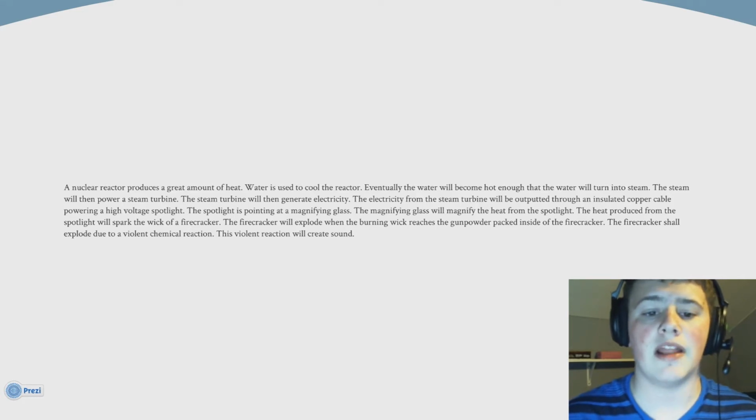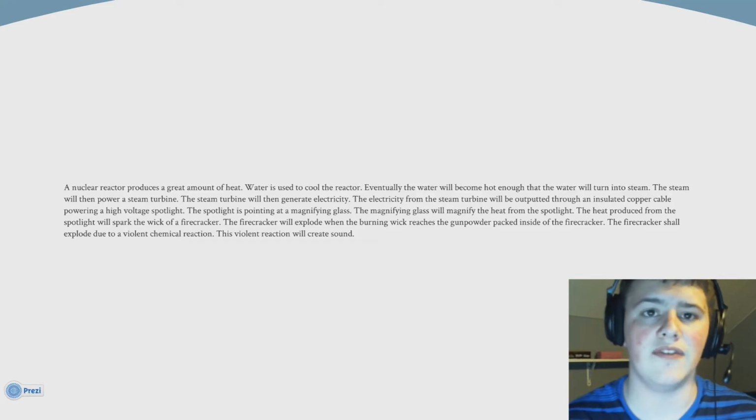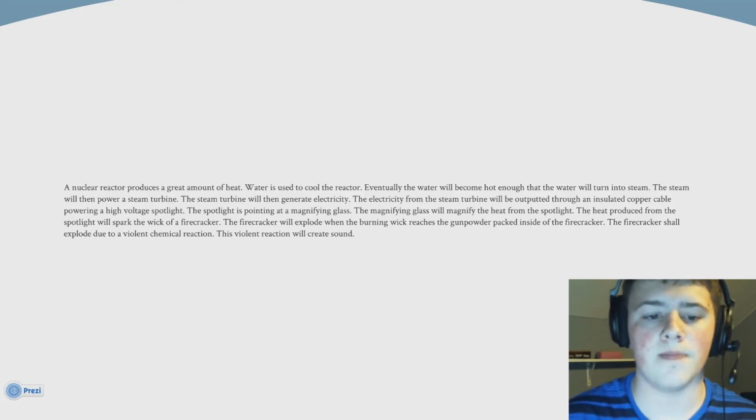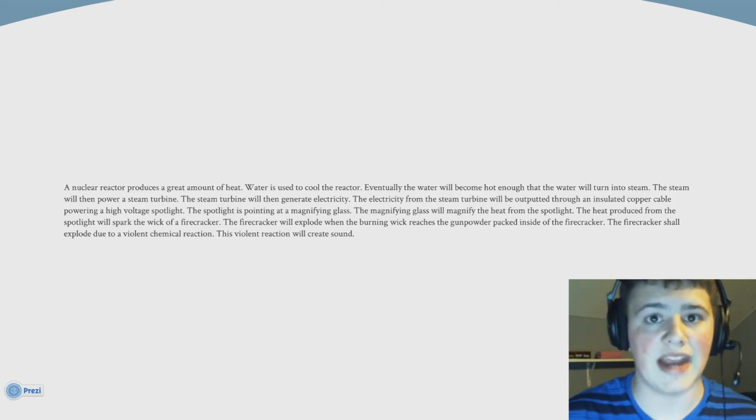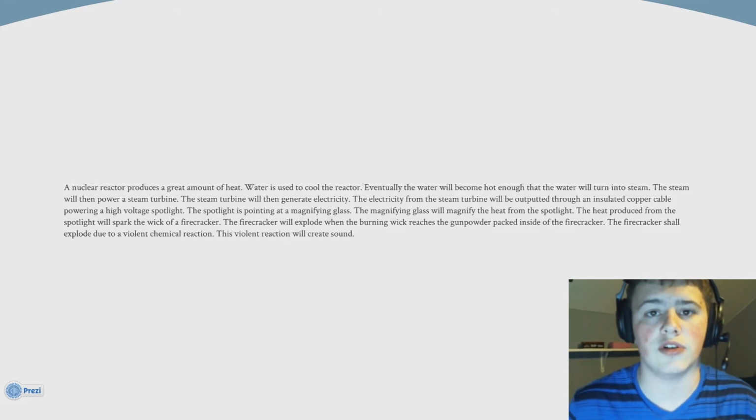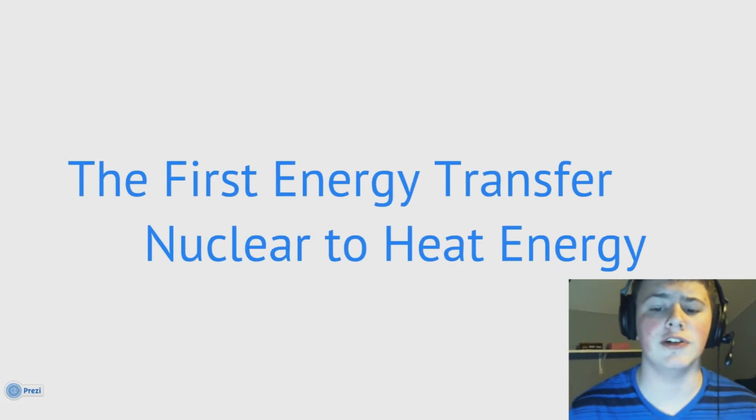Then the spotlight is going to be pointed at a magnifying glass, and the magnifying glass will magnify the heat from the spotlight, and then the heat produced will be able to spark the wick of a firecracker. And then the firecracker will explode when the burning wick reaches the gunpowder that is packed inside of the firecracker. Then the firecracker shall explode due to a violent chemical reaction, and this violent reaction will create a sound, scaring the cats away.